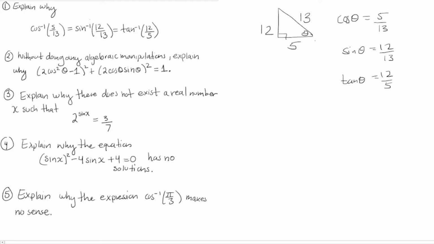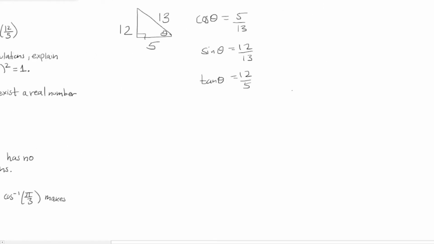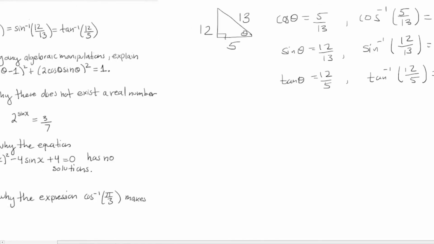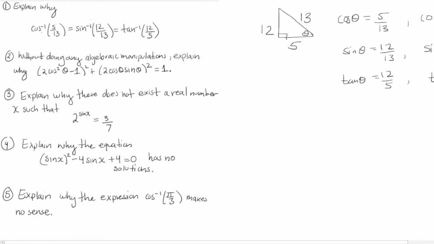Now if we take the inverse cosine, sine, and tangent, we'll be solving for what that angle is. So if we take inverse cosine of both sides, we have inverse cosine of 5 over 13 is equal to theta. Inverse sine of 12 over 13 is equal to theta. And inverse tangent of 12 over 5 is equal to theta. So what we showed is that all of these three inverse trig functions are equal to the same angle theta. And that's what we wanted to show, that these three are equal.